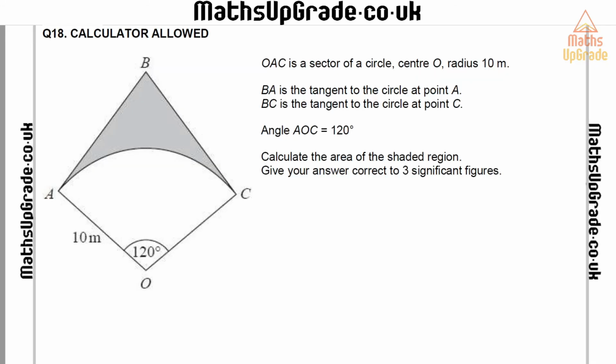Question 18. I'm given a diagram here and I'm told that OAC is a sector of a circle, centre O and radius 10 meters. I'm also told that BA is a tangent to the circle at point A and BC is a tangent to the circle at point C. Angle AOC is 120 degrees. So I've got to find the area of this shaded region to 3 significant figures, and this whole question is worth 5 marks.